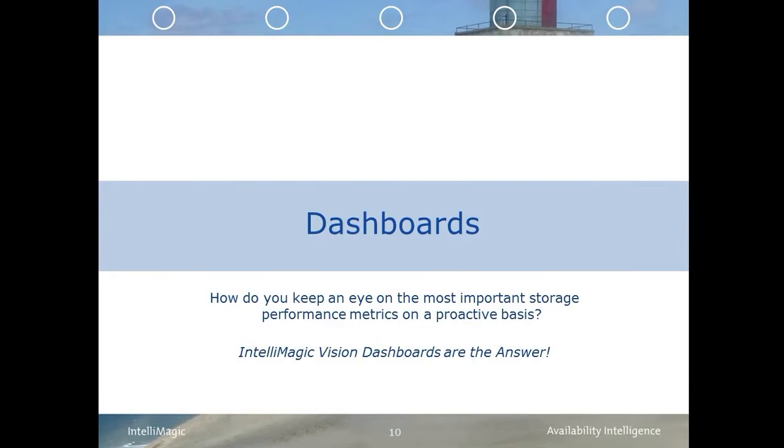Most shops need a quick and effective way to stay on top of performance and ideally recognize issues before they become problems or SLA violations. For this purpose, IntelliMagic has developed a number of performance dashboards that are included with IntelliMagic Vision.